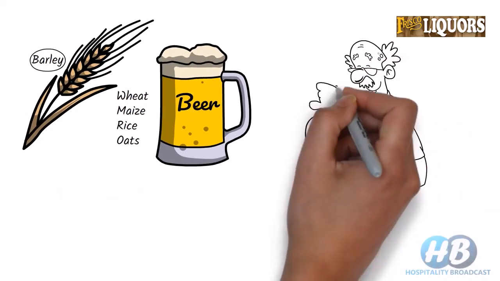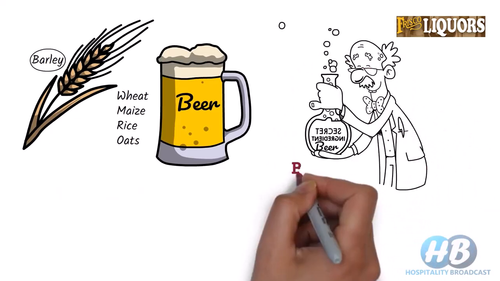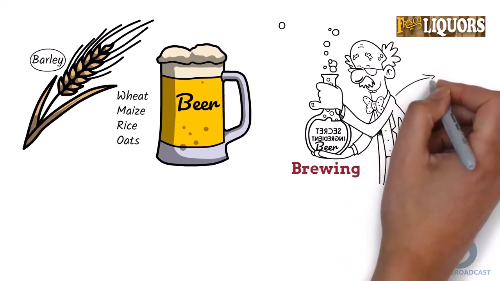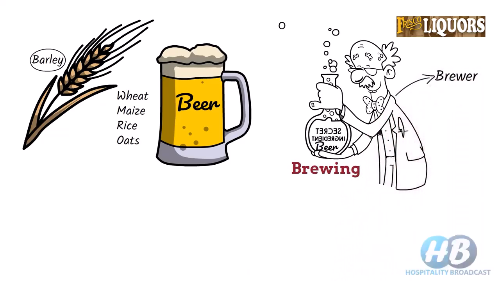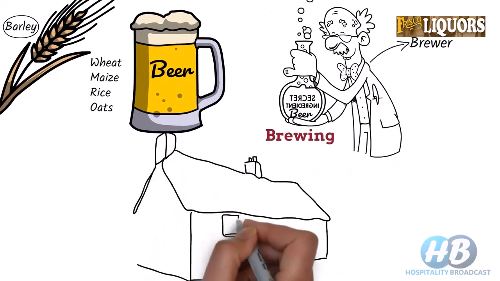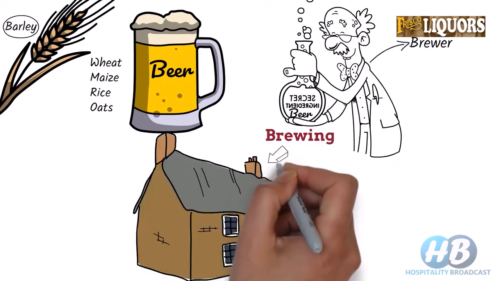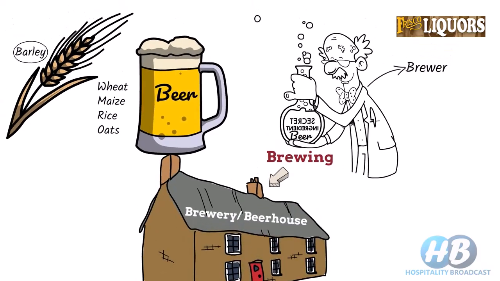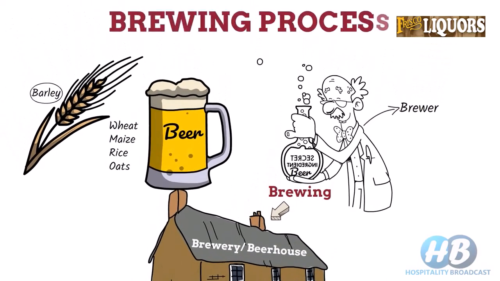process. The process of making beer is called brewing, and the person or the company which makes beer is called a brewer. The commercial place where beer is made, or where this beer making process takes place, is called a brewery or beer house. So in this video we will discuss the brewing process, or beer making process.